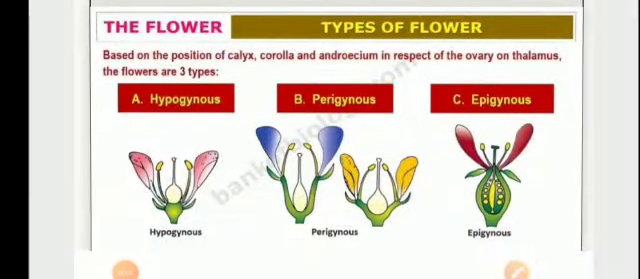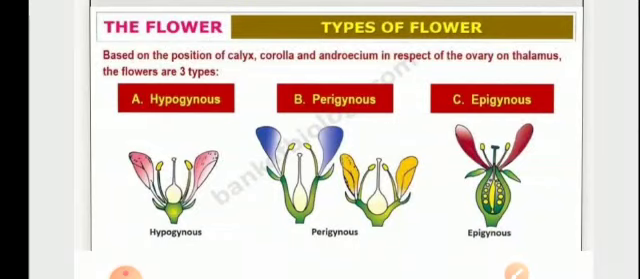In this module, we'll be continuing with our ongoing chapter 5 of biology, morphology of flowering plants. This is the second lecture module related to the flowering plants. In the last module, we had discussed what is a flower, what are the accessory whorls and the essential whorls. Now, the flower can also be classified on the basis of insertion of the floral leaves.